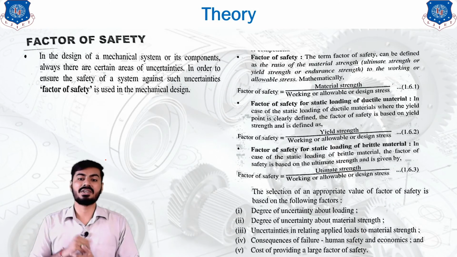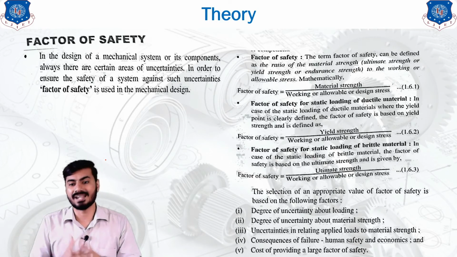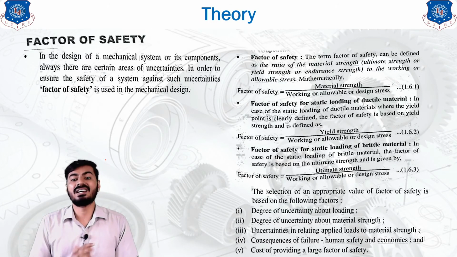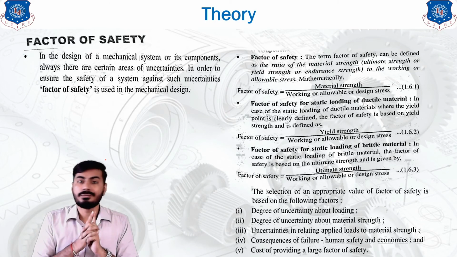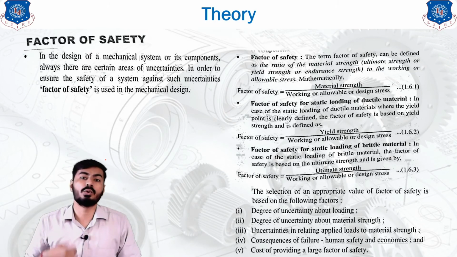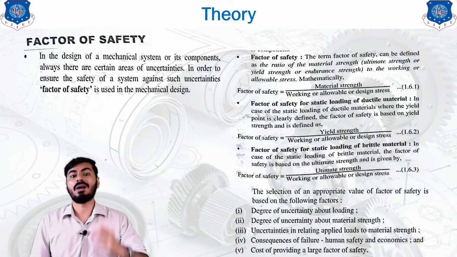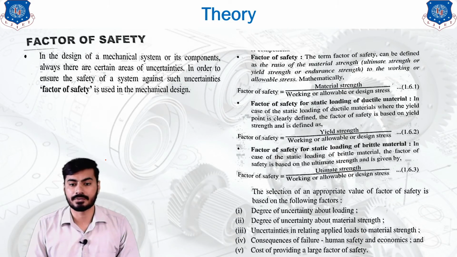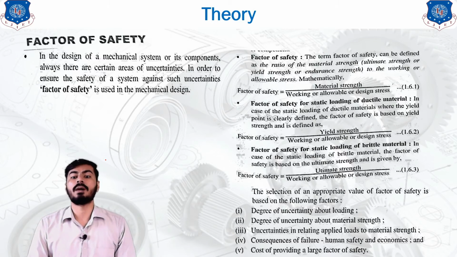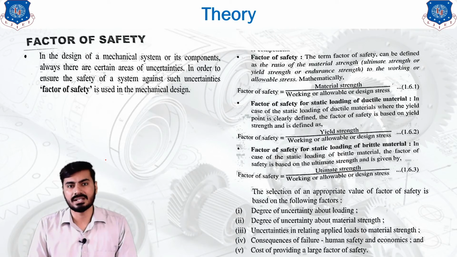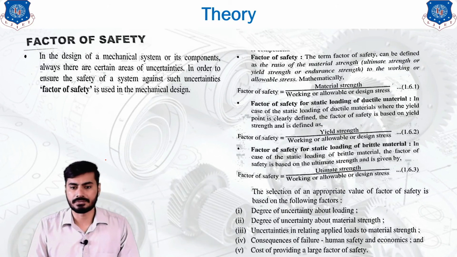The factors which are important for the selection of the factor of safety are the degree of uncertainty about the loading. If you don't know what types of loading are going to be applied on your component or mechanism, then you will have to provide a better factor of safety. Degree of uncertainty about the material strength. If you are not certain about the material, or its strength or properties are not reliable, then you will have to provide a better factor of safety.